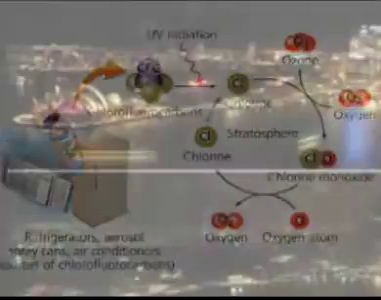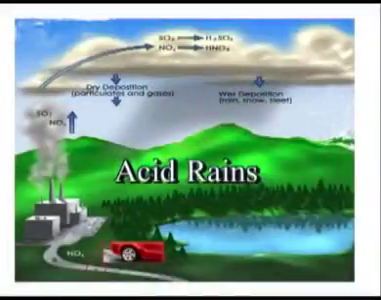hydrochlorofluorocarbons. Earth Hour will be observed strictly throughout the world by putting off lights between 8:30 to 9:30 pm on the last Saturday of March every year. This is the easiest way of reducing global warming. Acid rains.